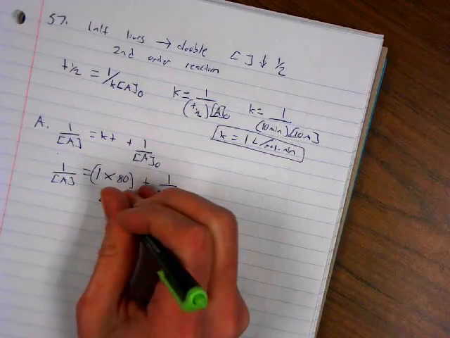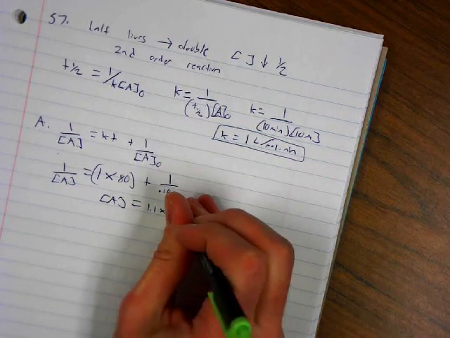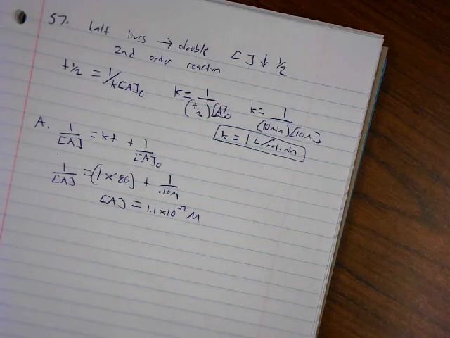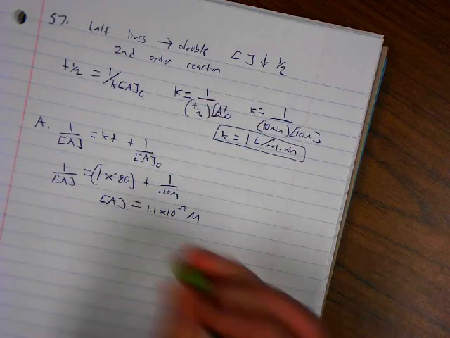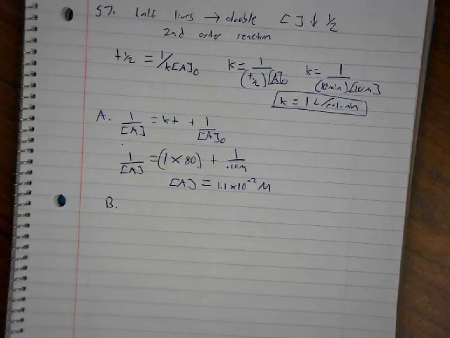So when you solve for A, the concentration of A ends up being 1.1 times 10 to the negative second molar. Is that what you guys had? Yes. Okay. For B, you could do all of that again. I did, because I just plug and check.